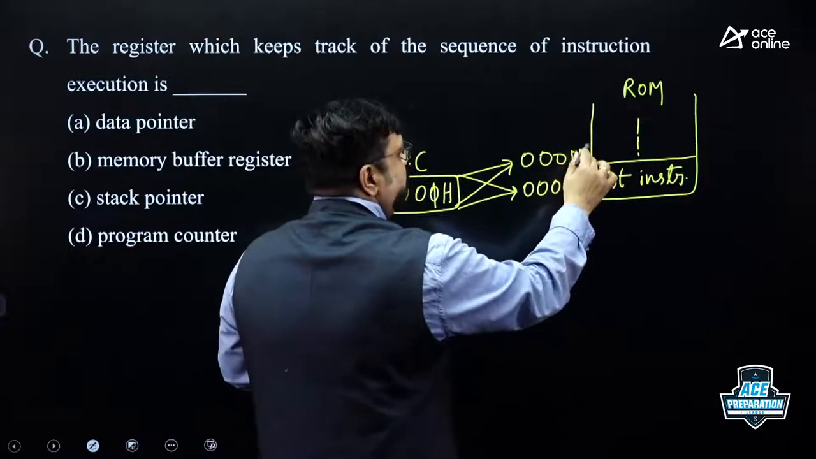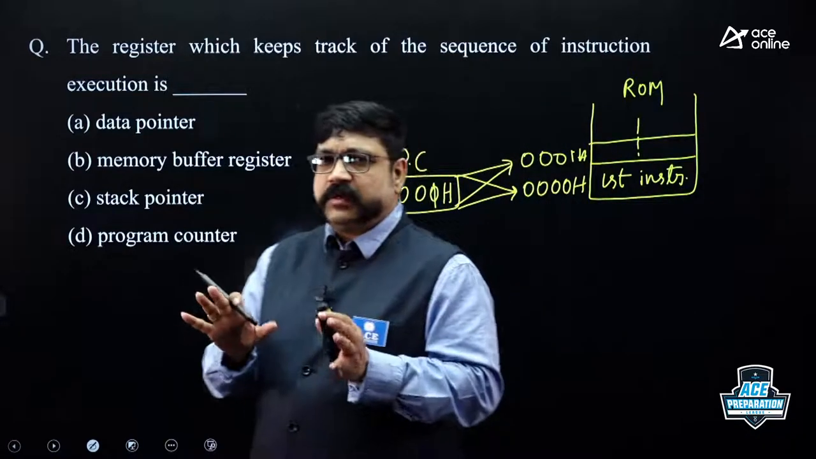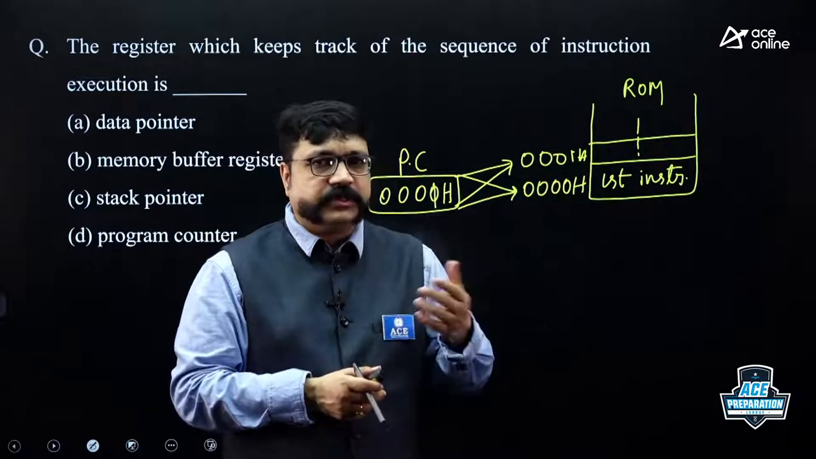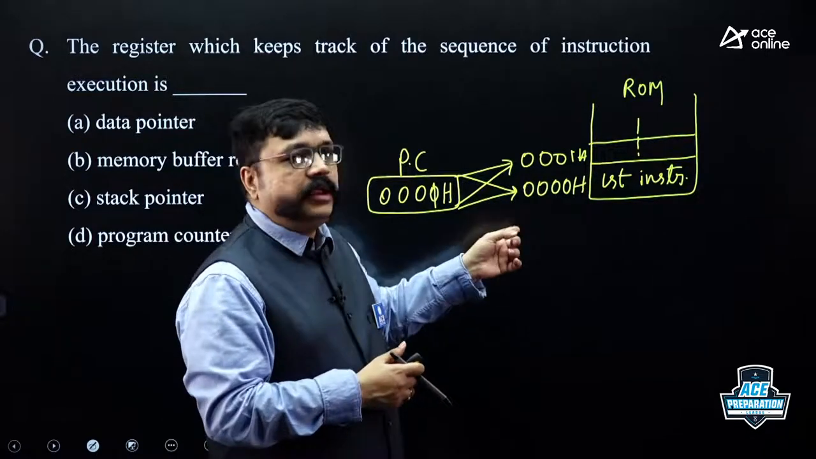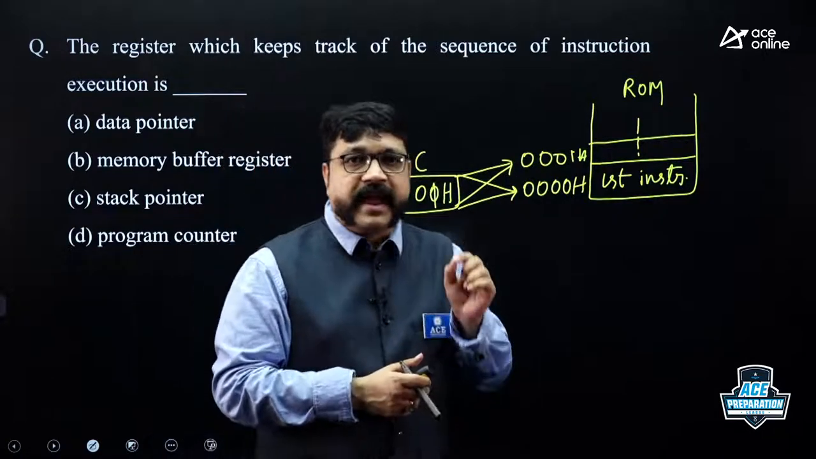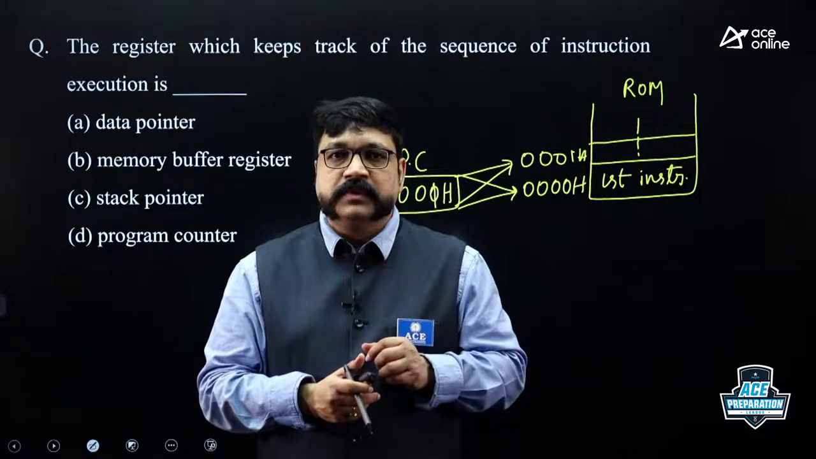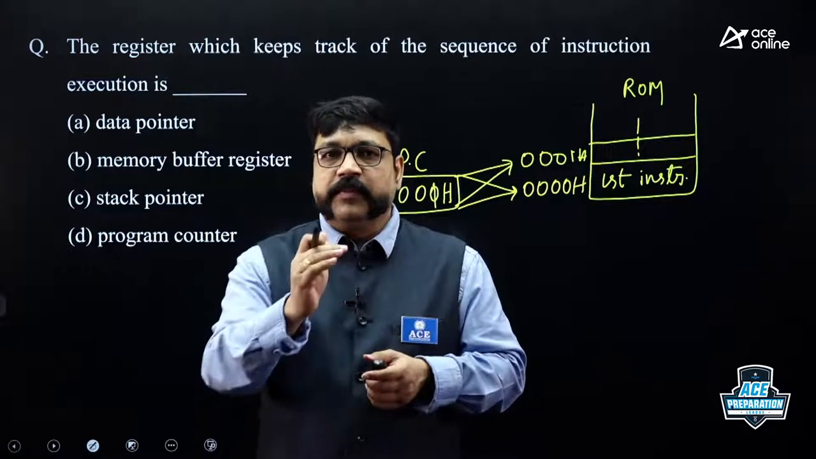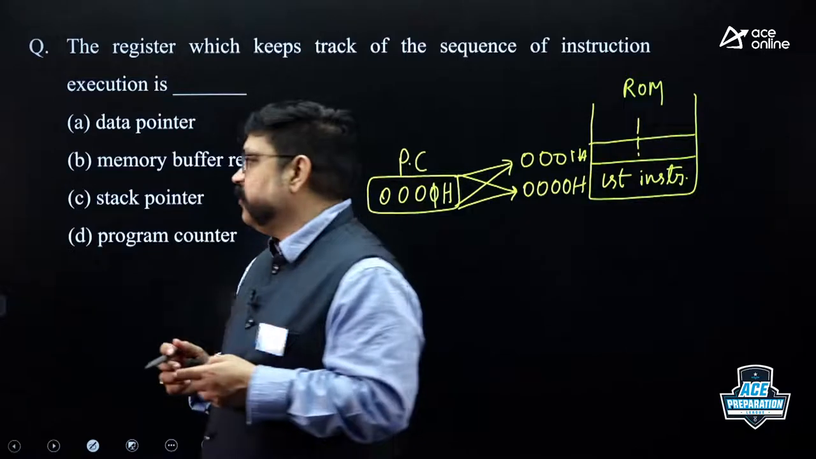So where is it pointing to? It is pointing to the next location. Assuming in this example all are 1 byte instructions, the next location will contain the second instruction. The second instruction will be fetched, decoded and executed. Again, the program counter is incremented by 1. So the program counter keeps track of the sequence of the instruction execution. This is sequential processing. Instruction after instruction, the processor will fetch, understand the instruction by decoding and perform the operation.